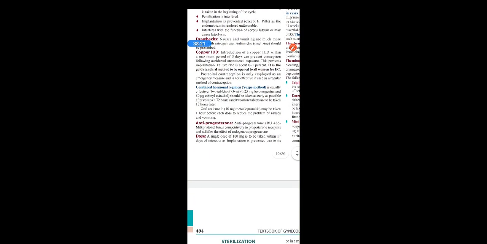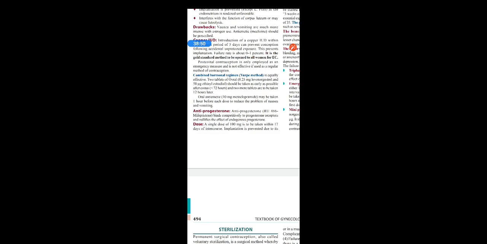Another method is with the help of a combined hormonal regimen, the Yuzpe method, which is equally effective. Here 2 tablets of Ovral, which contain 0.25 mg levonorgestrel and 50 microgram of ethynyl estradiol, should be taken as early as possible after coitus, that is within 72 hours, and 2 more tablets are to be taken 12 hours later. Oral antiemetics may be taken 1 hour before each dose to reduce nausea and vomiting. So this is about combined hormonal emergency pills.